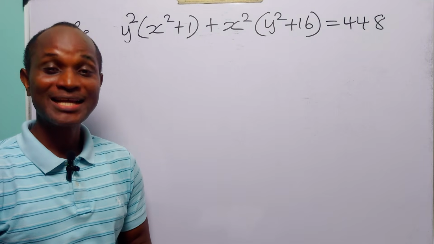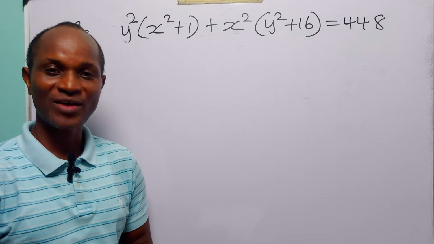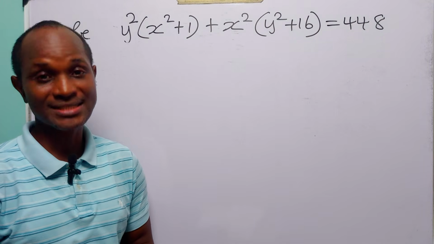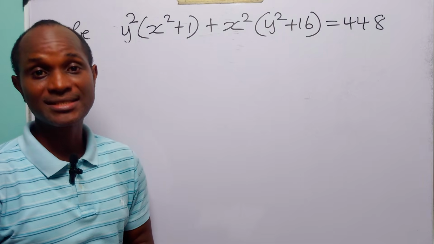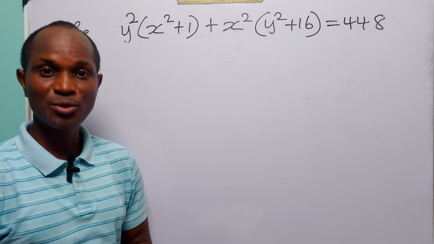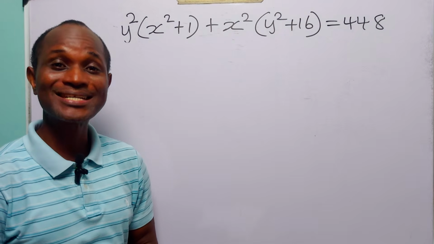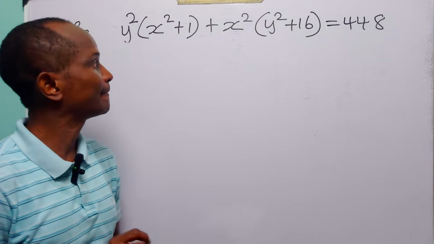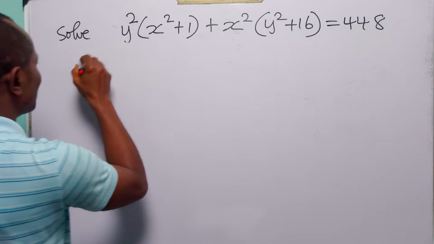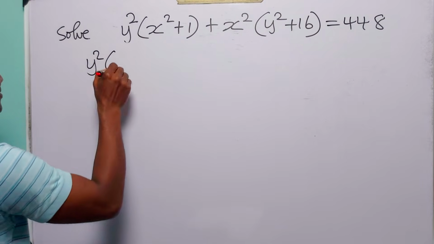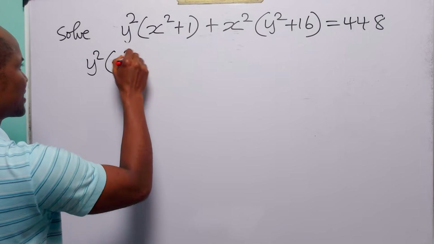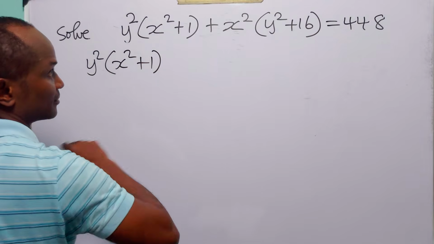Hello and welcome. In this math tutorial, our task is to find the integer values of x and y that satisfy this equation. Now, to solve this problem, let us start by rearranging this equation into a quadratic equation in y. Here we have y squared times x squared plus 1.